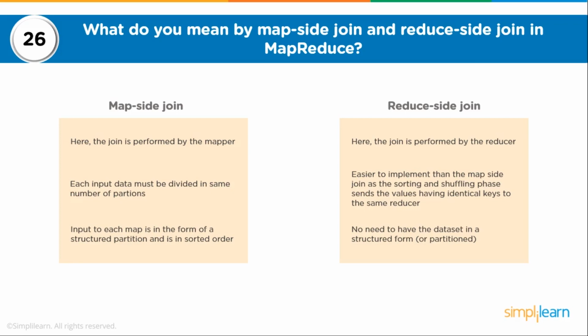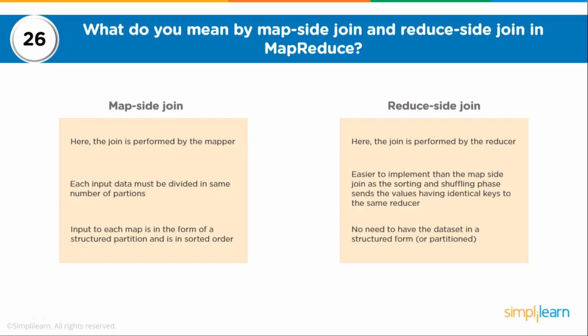So map side join, you can understand it in a simpler way if you compare it with RDBMS concepts where you had two tables which were being joined. It will always be advisable to give your smaller table as the left side table or the first table for your join condition, and your bigger table on the right side, which basically means the smaller table could be loaded in memory and could be used for joining. So map side join is a similar kind of mechanism where input data is divided into the same number of partitions.